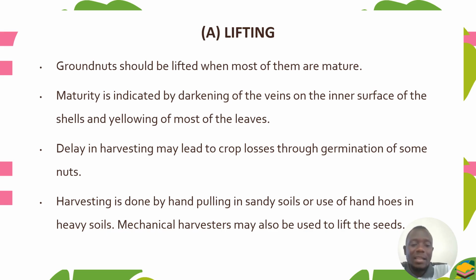Harvesting is done by hand pulling in sand soils or use of hand hoes in heavy soils. So if the soil is heavy, you can use a hoe. But if you talk of sand soil, you can just pull or just lift. Mechanical harvesters may also be used to lift the seeds.